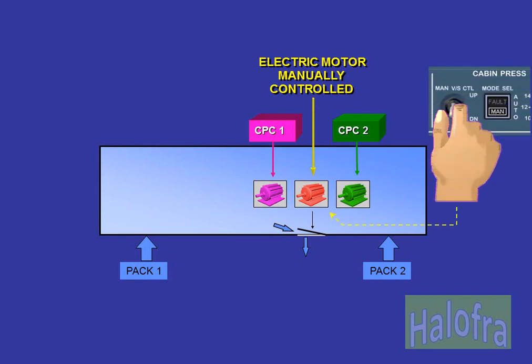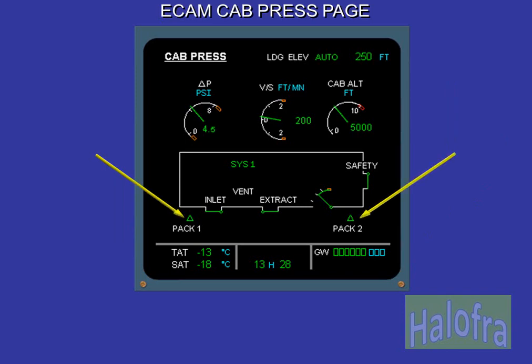A third motor is installed for use in the event of both automatic systems failing, and requires a manual input to open or close the outflow valve. Let's look at the information associated with the pressurization system that is presented on the cabin pressure page. The pack indication is displayed green when the associated pack is on. The outflow valve position can be monitored, and the system controller in use is shown.